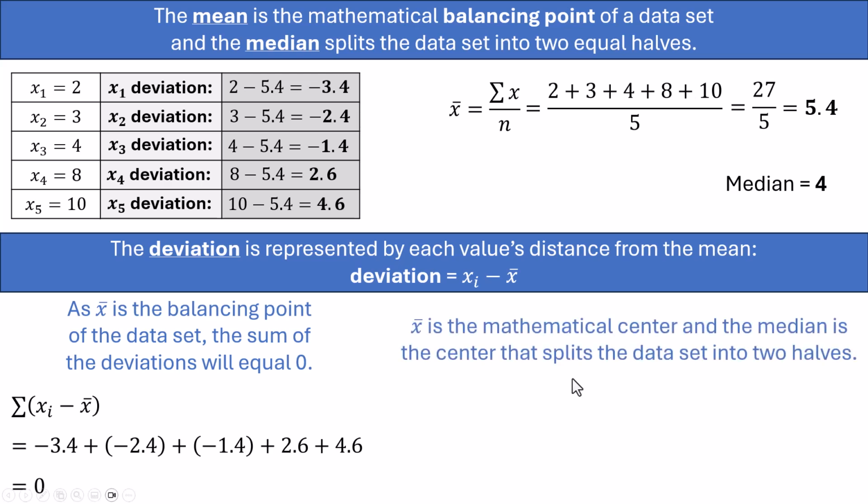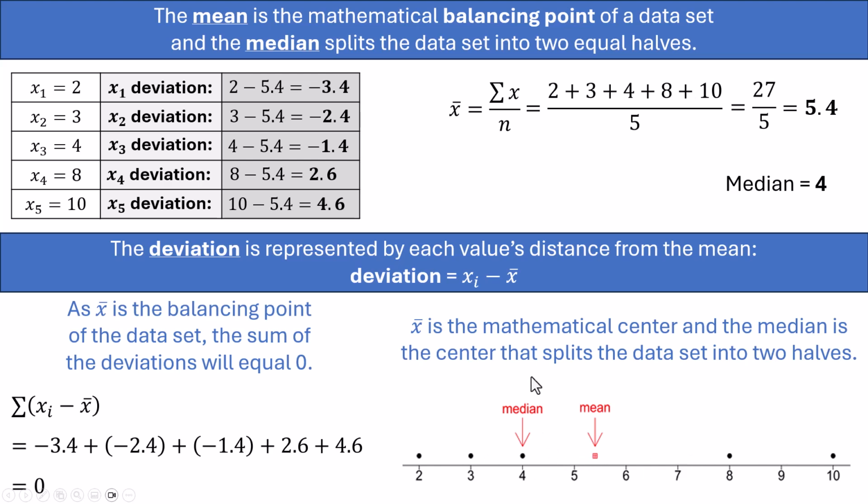Sometimes the mean is called the mathematical center because it is the balancing point of a dataset, based on this idea of deviations summing to 0. On the other hand, the median is literally the center of the dataset. It splits the data into 2 equal halves. The easiest way to see this is based on a little dot plot here on the number line.